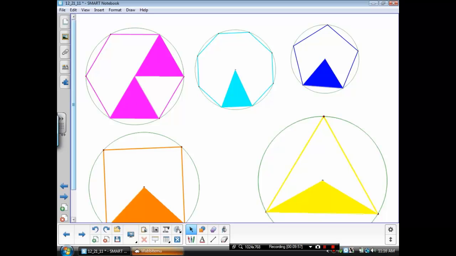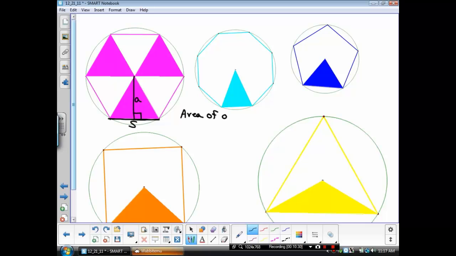What we can see is this hexagon is made of congruent triangles. How many congruent triangles? 6 congruent triangles. So if I can find the area of this one triangle by looking at the apothem, the apothem we use the letter A to represent, and the side length we use the letter S to represent, then the area of this one triangle is going to be 1/2 its base times its height, so 1/2 S times A.